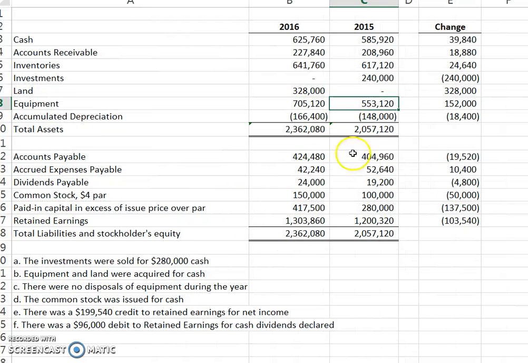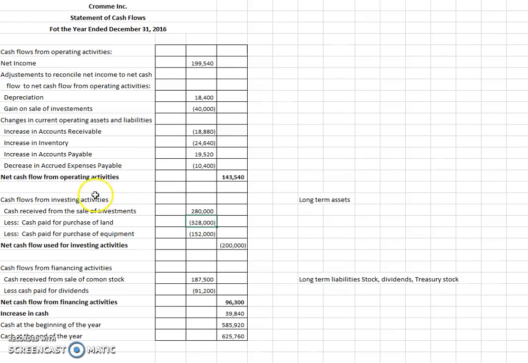For my equipment, I went from $553 up to $705, which means that I purchased more equipment. And so I can assume, since it tells me that it was all acquired for cash, that that change of $152,000 was paid out in cash.